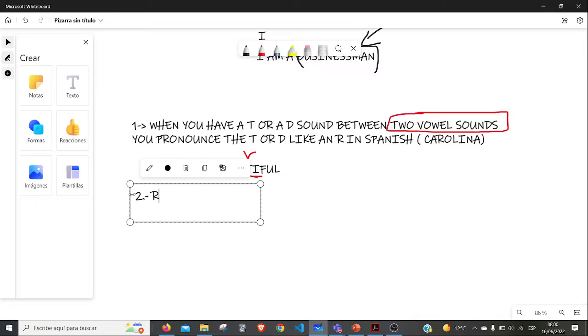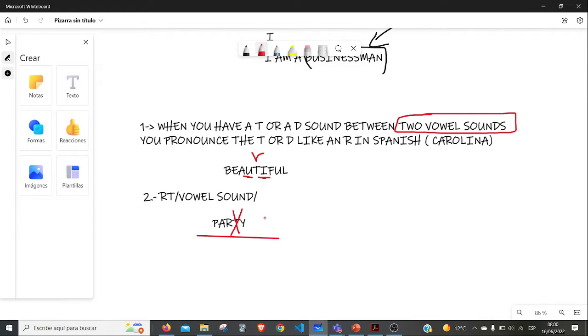So how do you say fiesta in English? Party. How do you say treinta in English? Thirty. You drop the T. So you say thirty, thirty. Pretty good. How do you say cochino in English? Dirty, dirty.